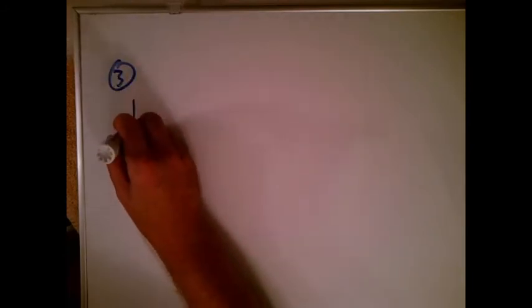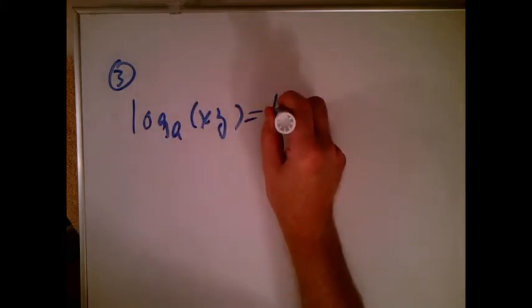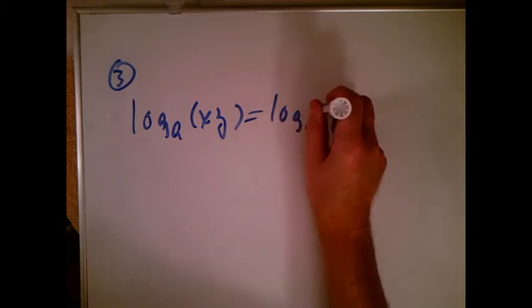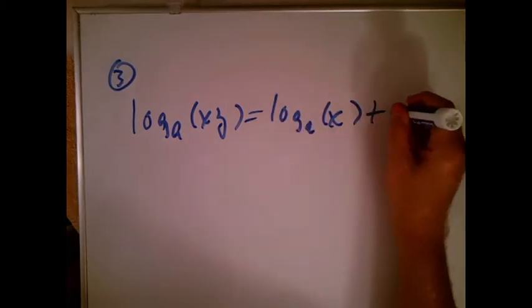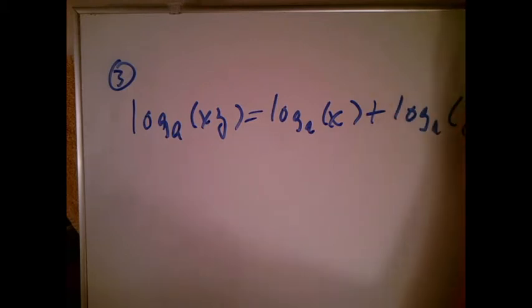All right, now let's go through the three magical properties. These are the ones that get used when we're solving exponential equations or logarithm equations. And here's the first big one. I guess this is actually equation number 3 on my list, so I should call it 3. It says that log base a of xy equals log base a of x plus log base a of y.